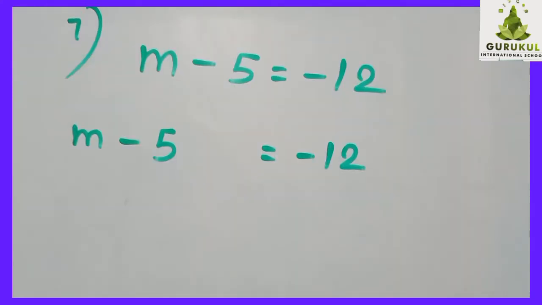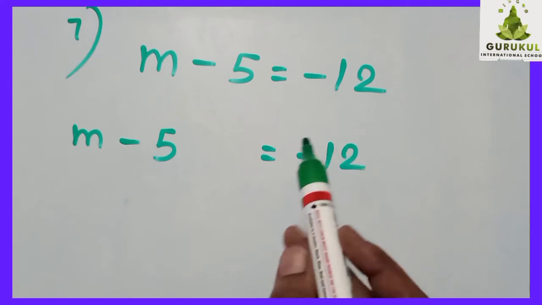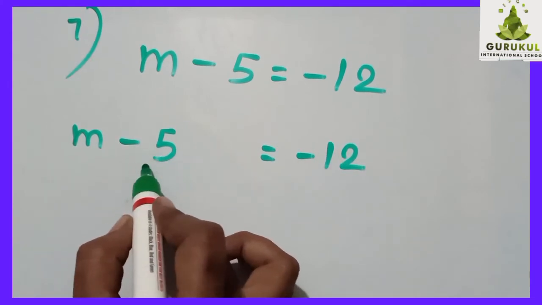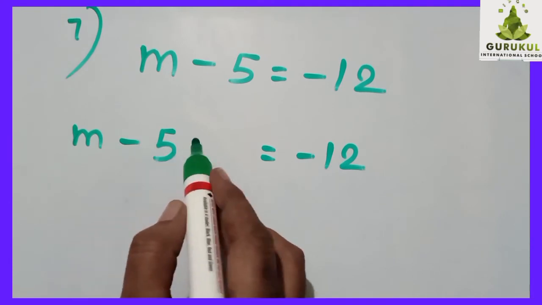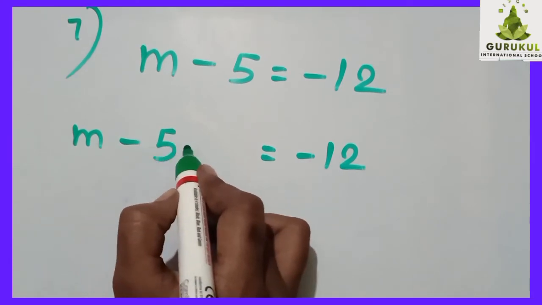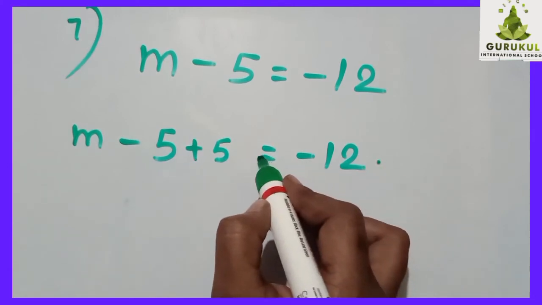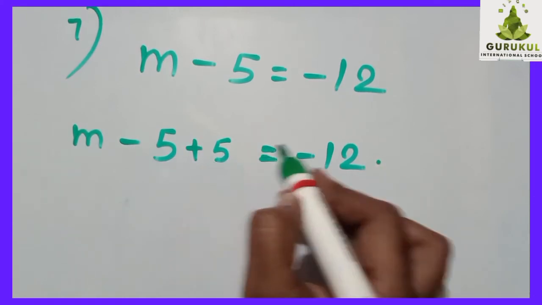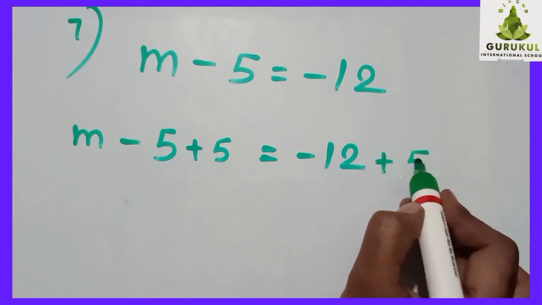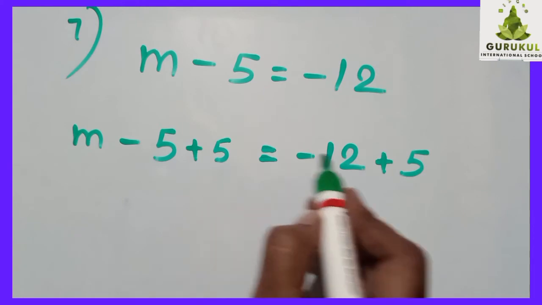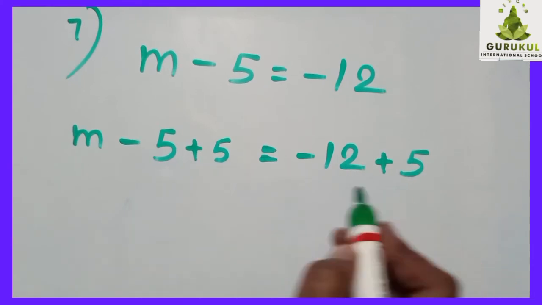Now check this. m minus 5 equals to minus 12 is given. Now to find the value of m, what should I do? I don't want this number here, the constant number minus 5. So its opposite: minus 5, opposite is plus 5. Here also I should do the same operation. This is the equal to sign. So on the LHS I put plus 5, on the RHS also I should write plus 5. So which operation did I do? Adding 5 on both the sides. Is it clear? Write that.